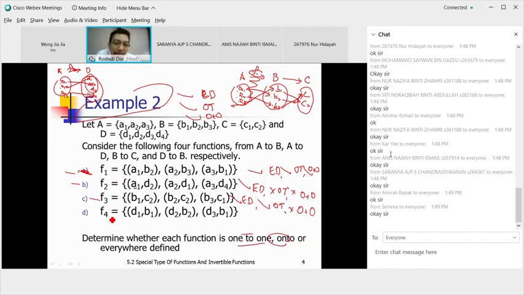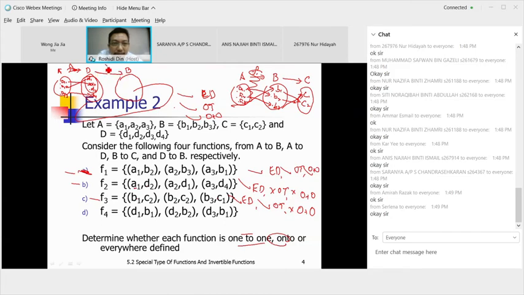Okay, now F4, D and B. Okay, we draw. Okay, we assume that D maps to B. So we assume this is another set B.